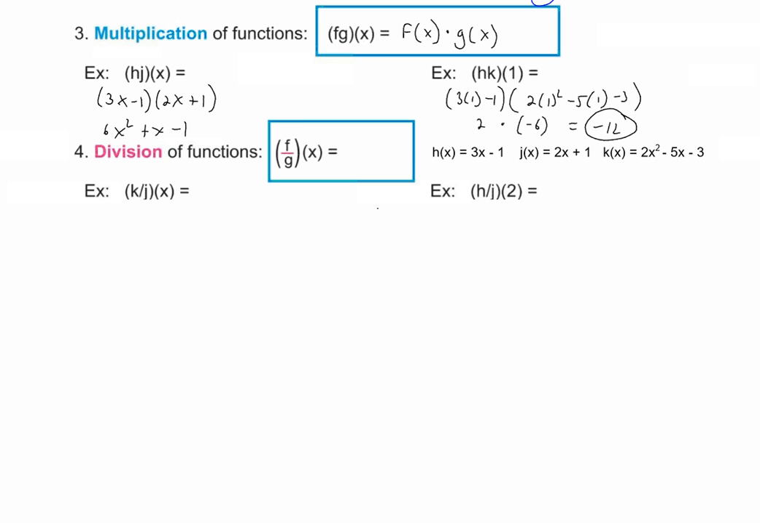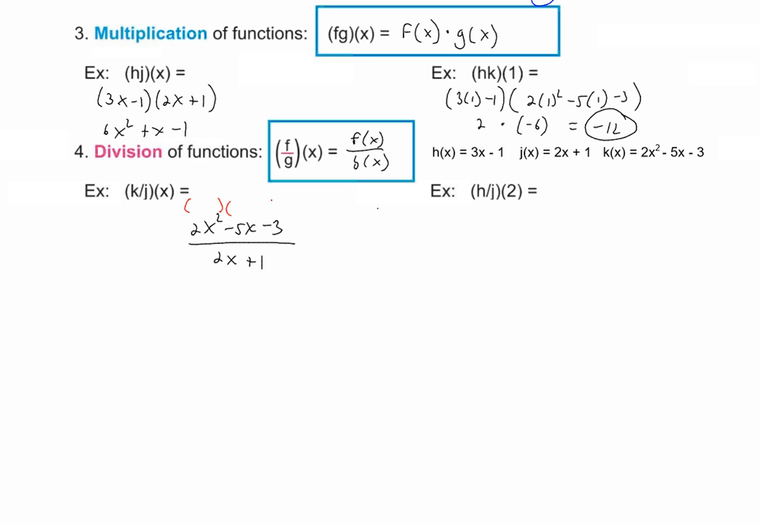Okay, and then division. So same concept, right? You're catching on now? It's going to be our f of x function divided by our g of x function. F of x divided by g of x. All right, look at the first example here. Hey, give yourself some room up above. You're going to need it. What is our k function? 2x squared minus 5x minus 3. And what is our j function? 2x plus 1. Now, do you remember how to reduce polynomials?